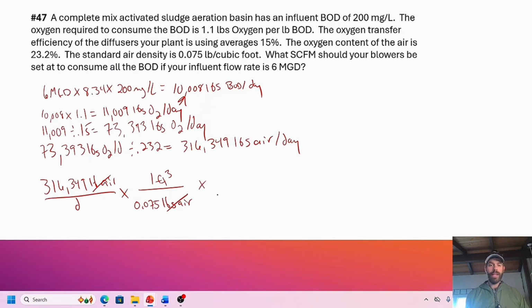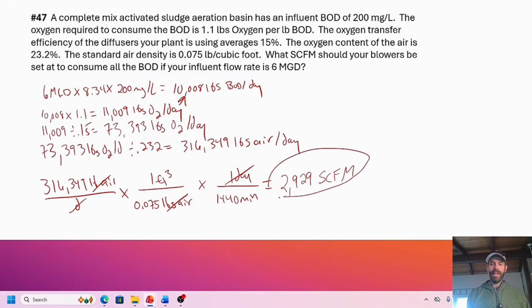So how many minutes in a day? 1,440 minutes per day. 1 day. Days cancel out. And now I just multiply across the top, divide across the bottom. There's nothing up on top to really multiply by, so we're just going to divide across the bottom. 316,349 divided by 0.075 divided by 1,440 minutes in a day gives me 2,929 SCFM, standard cubic feet per minute, okay, or cubic feet per minute, okay? When you see SCFM, they're really talking about cubic feet per minute. That is what my blower should be set on.